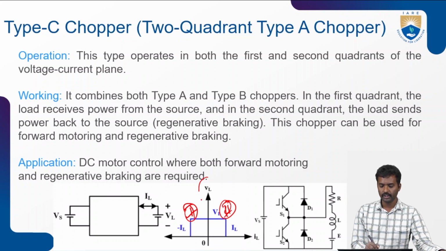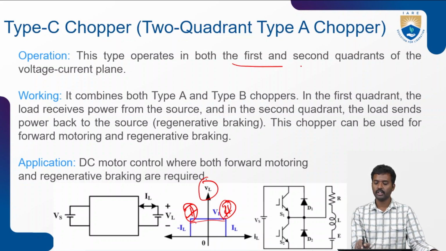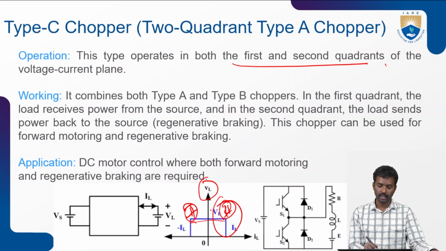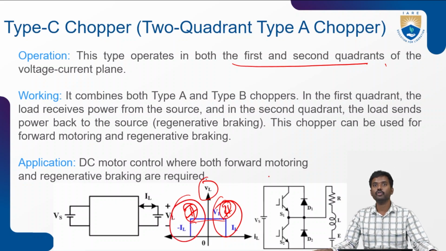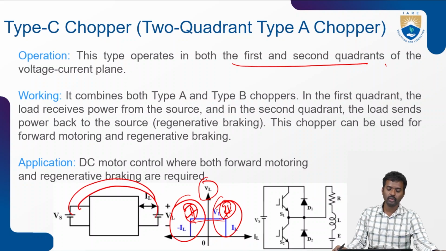So here voltage is positive and current may be either positive or negative. So first and second quadrants it will operate. This is type A combined with type B chopper. So current flows from source to load as well as load to the source.